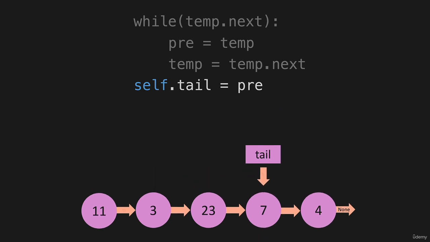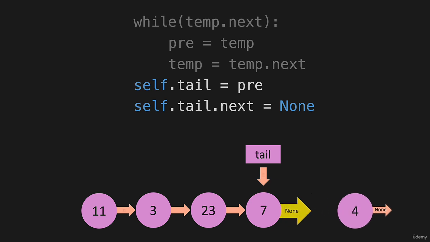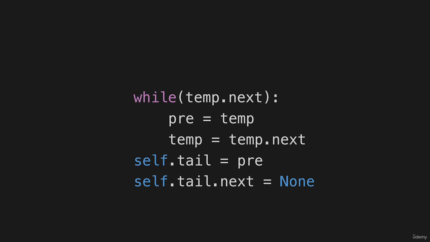Then we need to take that 4 and break it off from the end of the linked list. So we'll do it like this. self.tail.next equals none. Okay, so that's our code for when we have 2 or more items in the list.